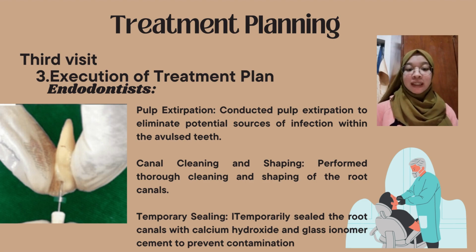On the third visit, execution of the treatment plan was made, wherein the endodontist conducted pulp extirpation to eliminate potential sources of pain within the avulsed teeth. He then performed thorough cleaning and shaping of the root canals. This is followed by temporarily sealing the root canals with calcium hydroxide and glass ionomer cement to prevent any contamination.